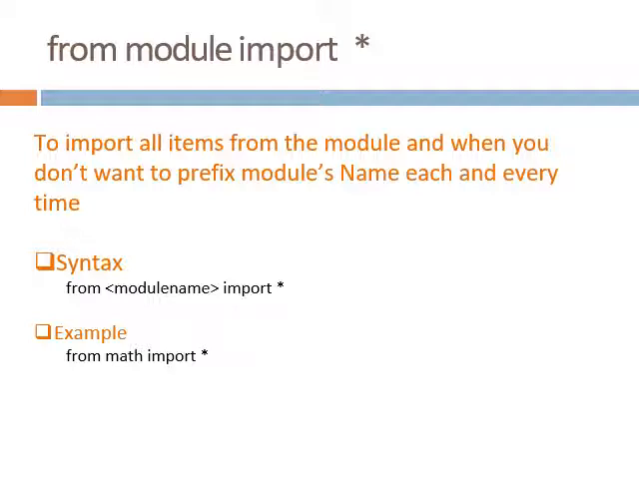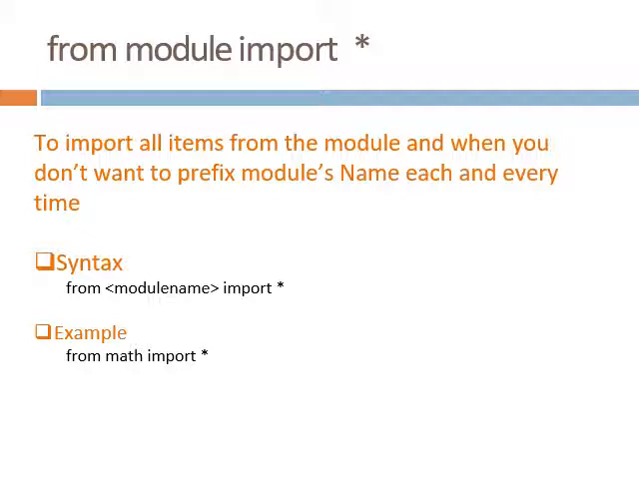Let's first see the syntax of this type. The syntax is from module name import an asterisk symbol. As an example, let us import the math module: from math import an asterisk symbol. So what does it mean? It means that all the items or objects available in the module have been imported to our program, and I can use all the items available in the module without prefixing the module name.